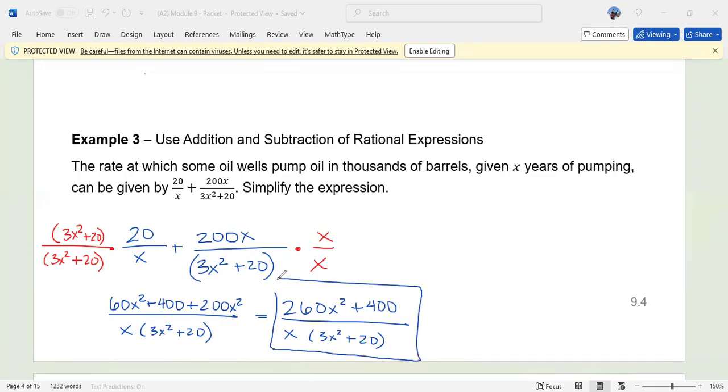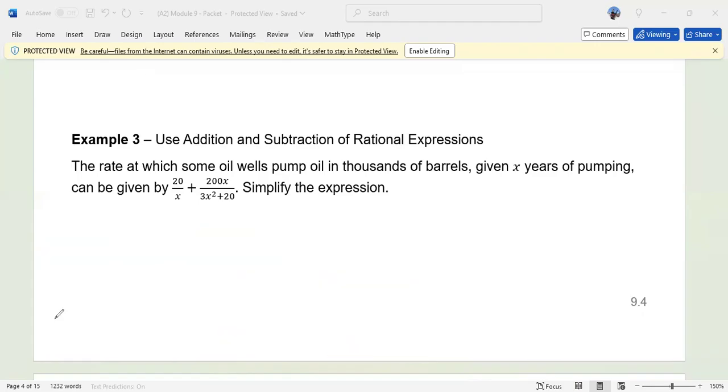That's going to be one singular rational expression to represent the rate at which the oil wells pump in thousands of barrels. Okay, we've got one more page left of these notes. Let's go ahead and jump to the next one.